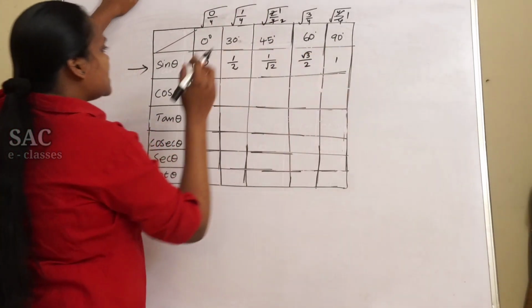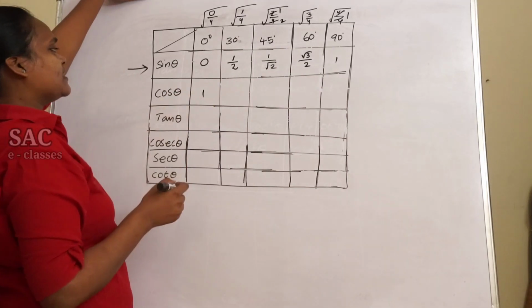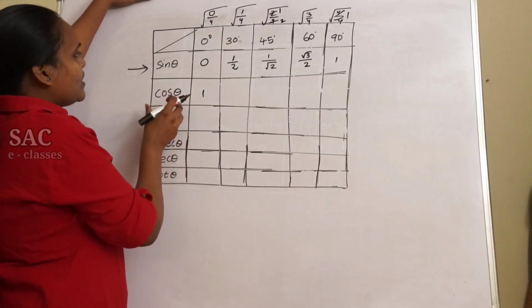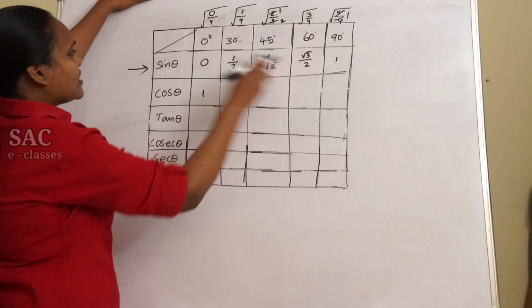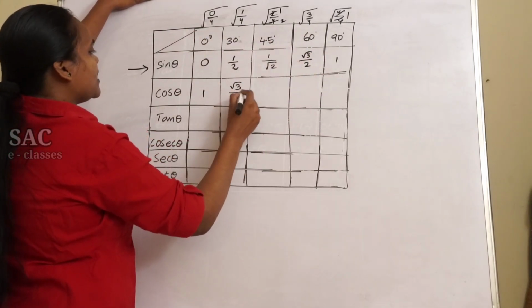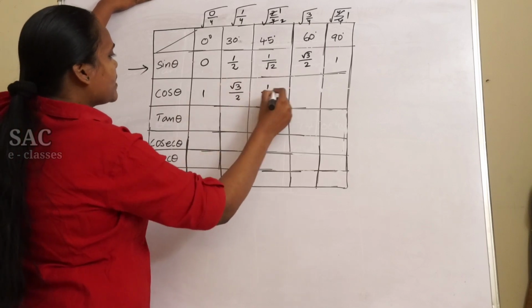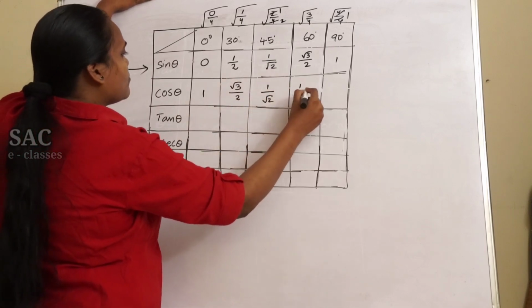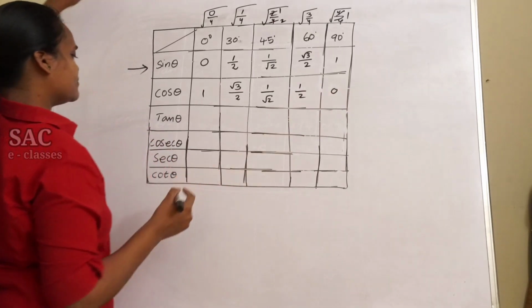Now reverse these values and you will get the cos values: that is 1, reversed, root 3 by 2, 1 by root 2, 1 by 2 and 0.